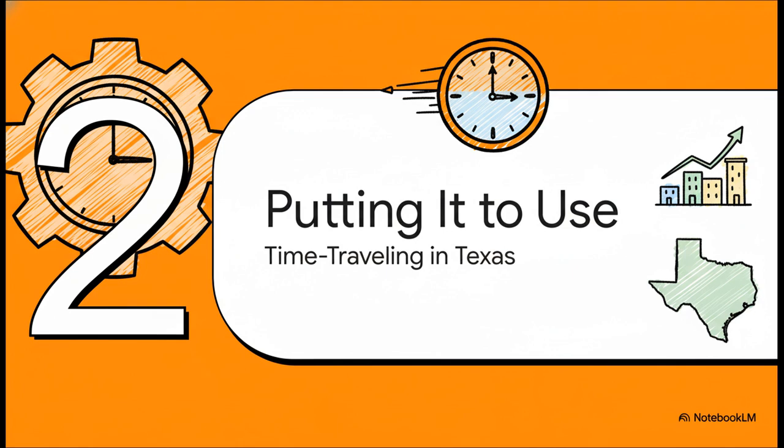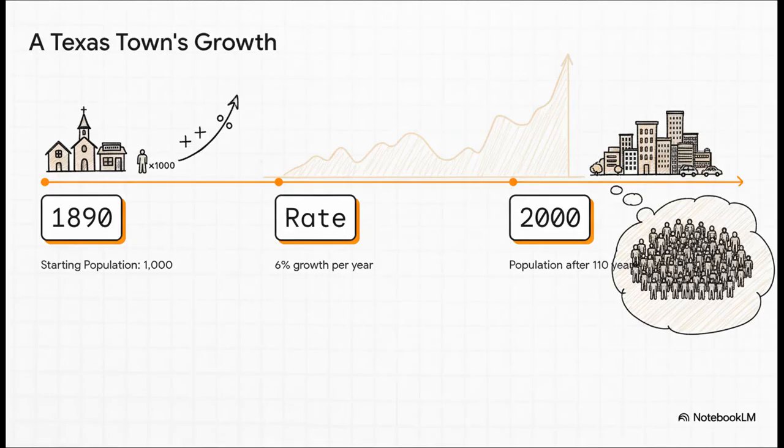We're basically going to use it like a time machine to check out the population of a small town in Texas and see just how much it grew. So here's the setup. Way back in 1890, this little town had only 1,000 people. That's our N naught, our starting point. We know from the source material that it was growing at a pretty steady 6% every year. That's our R. So the big question is, after 110 years, what was the population in the year 2000? Go on, take a guess.